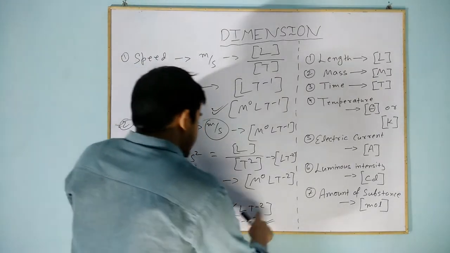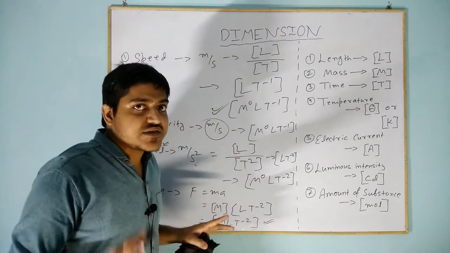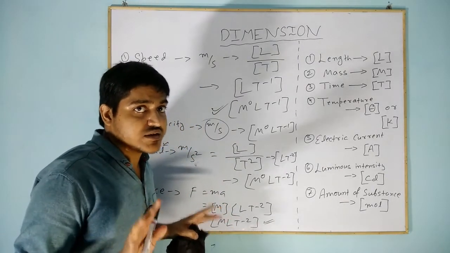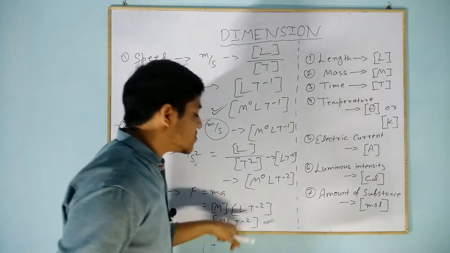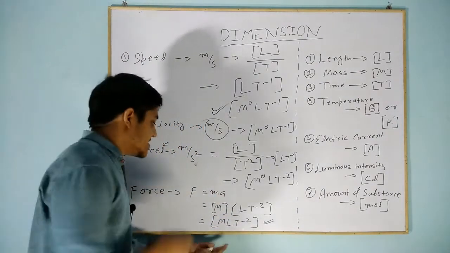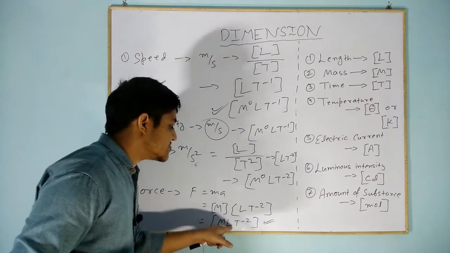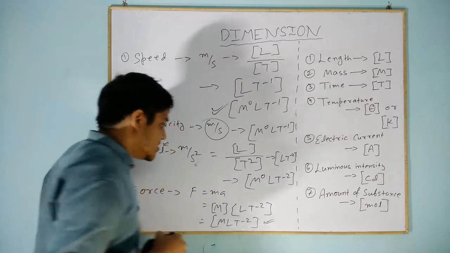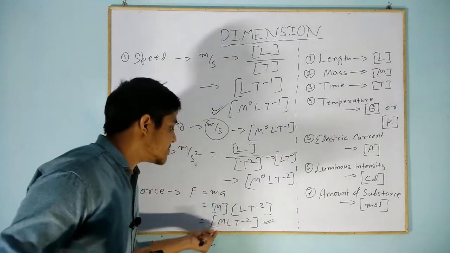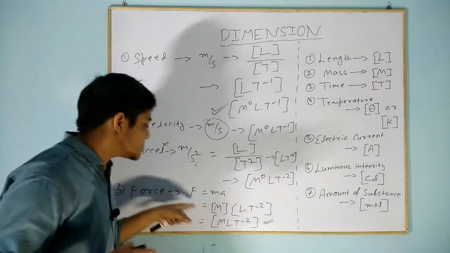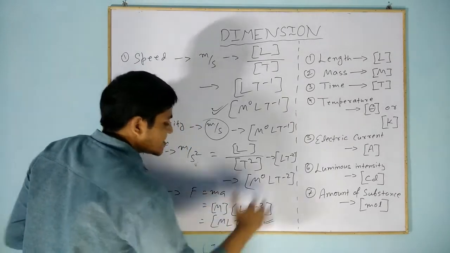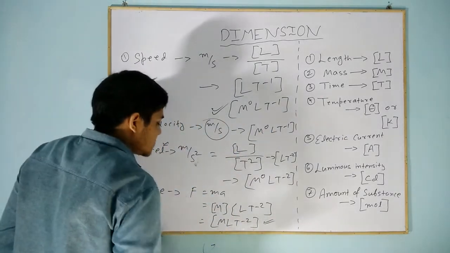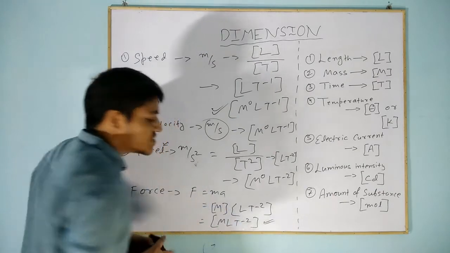Enclosing with a square bracket only means that we are dealing with dimensions. The dimension of force is M L T raised to the power minus 2. This is the dimensional formula, and we will say that the dimension of force is 1 in mass, 1 in length, and minus 2 in time. Dimensions are the powers to which the fundamental physical quantities are raised to express a derived physical quantity.